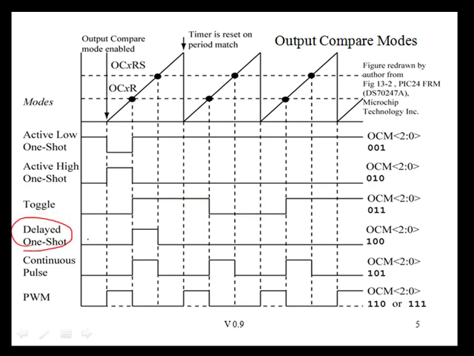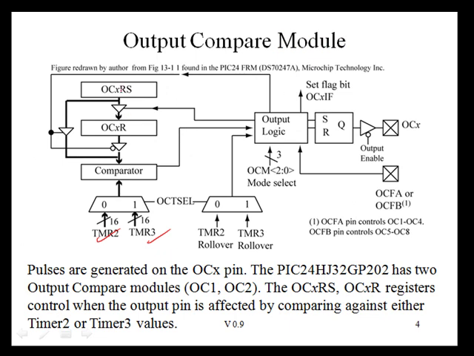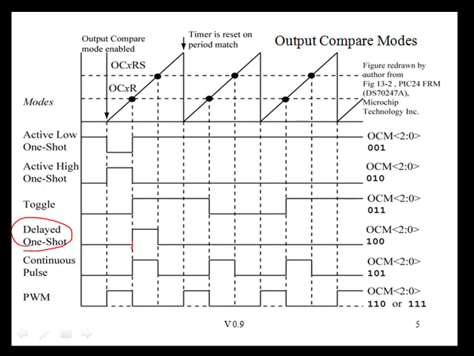The delayed one-shot mode uses the second register here, the OCRS register, in addition to the OCR register. It will go high whenever the timer value matches the value in the OCR register, and then the pin will return low whenever the OCRS register value matches the timer value. So the pulse width here will be the difference between these two register values. A continuous pulse mode operates the same as a delayed one-shot, except it continually puts out these pulses instead of putting out only one pulse.